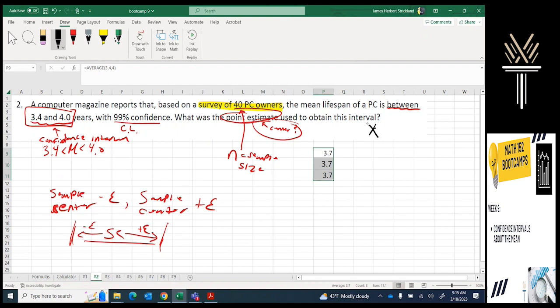Now notice I'm going to say X bar, and I'm not actually going to say mu. Why is that?